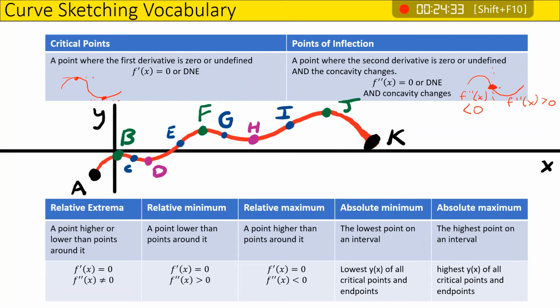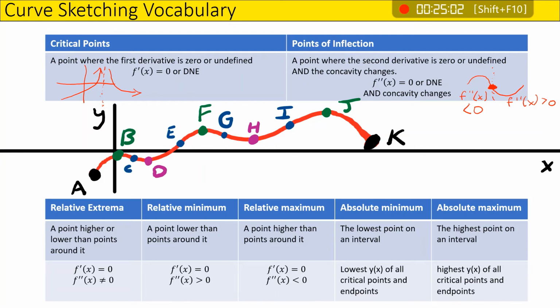Okay, it's also possible to have these if we have a breakpoint, so if we're undefined. So that would be something like this. If I've got a vertical asymptote, and I was going up before that vertical asymptote, and now I'm going down. Okay, that's a critical point, because my slope is undefined at that vertical asymptote.